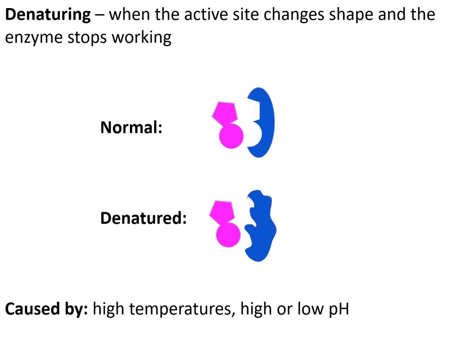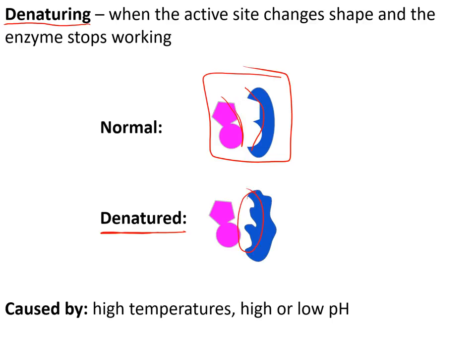All enzymes can be denatured. That means the active site changes shape and the enzyme stops working. So here you can see a normal enzyme with the active site having a shape that matches the substrate. A denatured enzyme like this one, you can see the active site has completely changed shape and it doesn't fit the substrate anymore. This can be caused by high temperatures and very high or very low pHs.